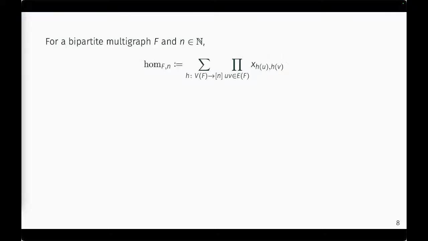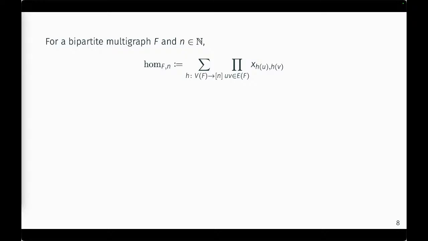Okay. So the main protagonists of this talk are these homomorphism polynomials. This is our main tool. So we have a fixed bipartite multigraph F. This is the pattern graph, and N is the number of vertices in the host. Like in the graph we are counting homomorphisms to, but this is not a graph.